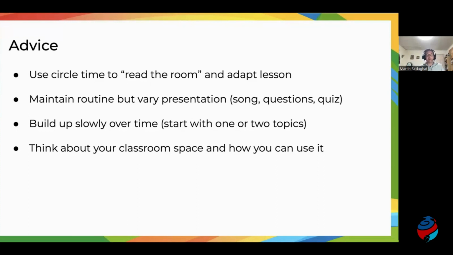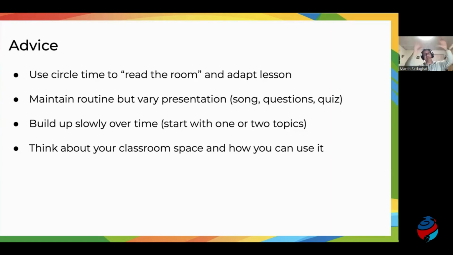And finally, think about your classroom space and how you can use it. As you saw in the pictures, all of my stuff is really small and really portable. Everything from my lesson is in a basket. I can't stick things on the walls. I can't make a hole in the wall. There's no magnet boards or anything. That's just how my classroom is. So I have to have everything portable.